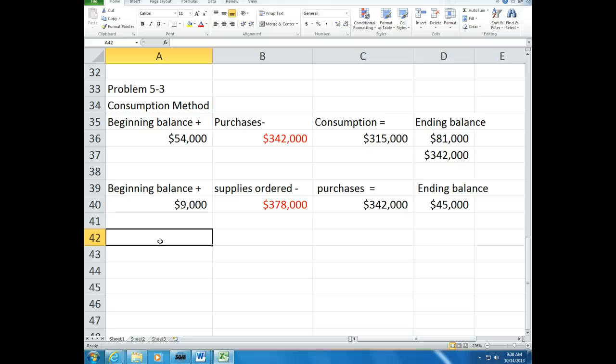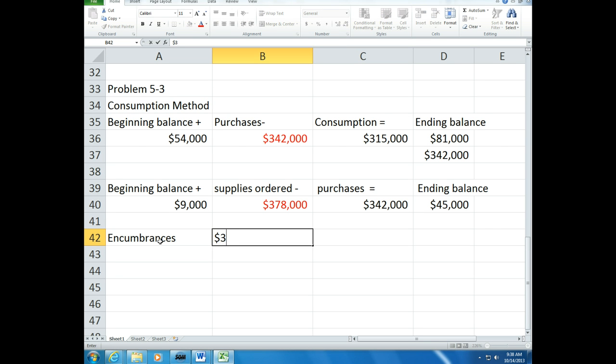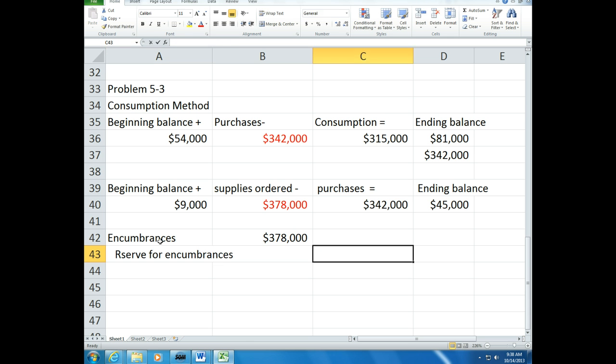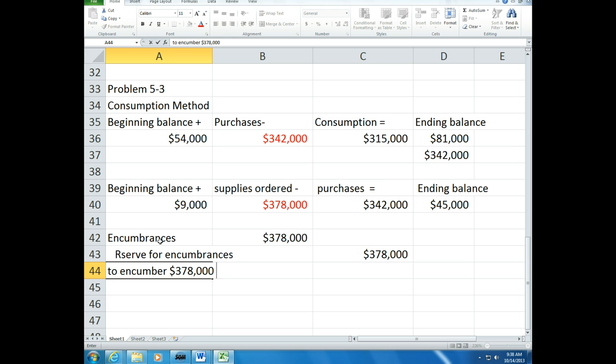We're talking about budget here now, aren't we? The budgetary entries. So our first one is going to be encumbrances, which is how much was ordered. And then what do we have here? Reserve for encumbrances of 378, to encumber 378 for supplies ordered, right?